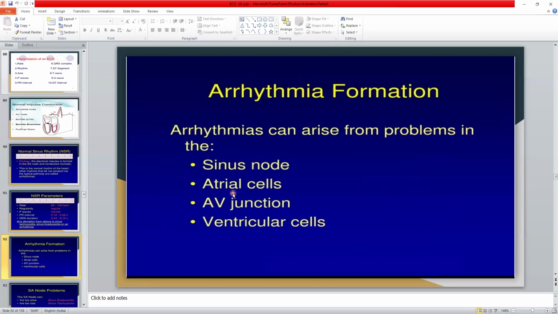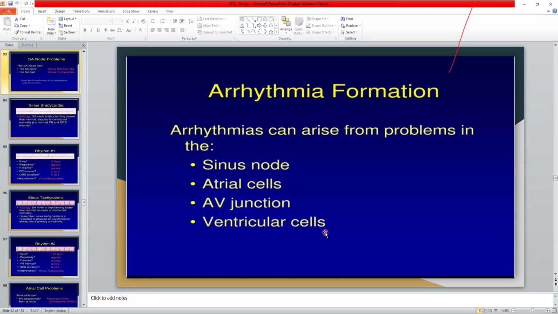So what do you mean by arrhythmias? An arrhythmia is an abnormal heart rhythm or heart rate. Here the heart may be beating too slow or too fast or with an irregular rhythm. Arrhythmias can arise from problems in the sinoatrial node, that is the SA node or sinus node, or from the atrial cells, or from the AV junction, or from the ventricular cells.